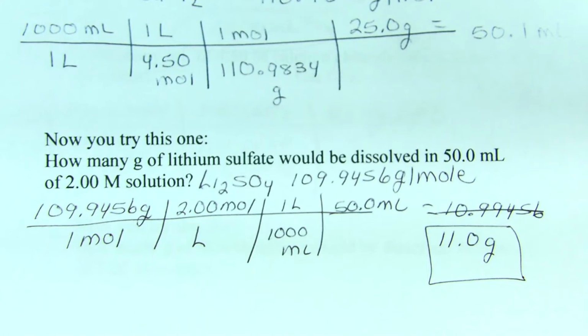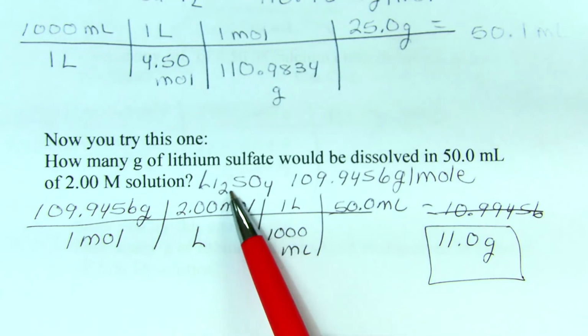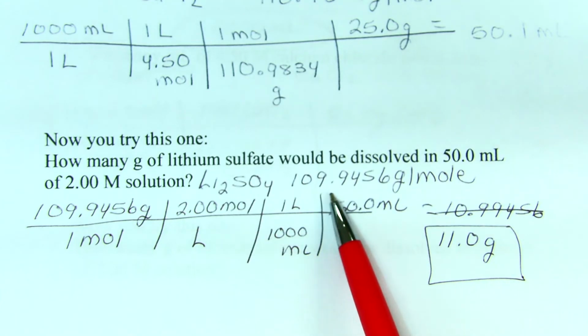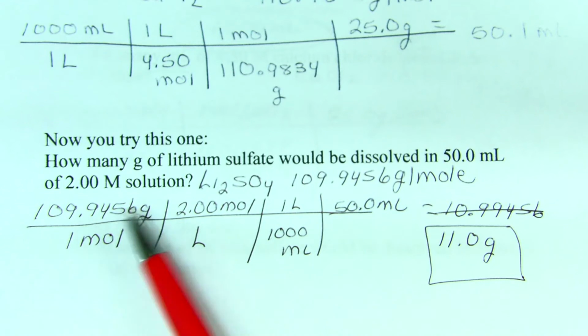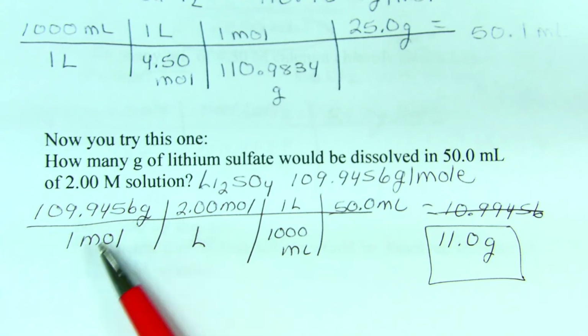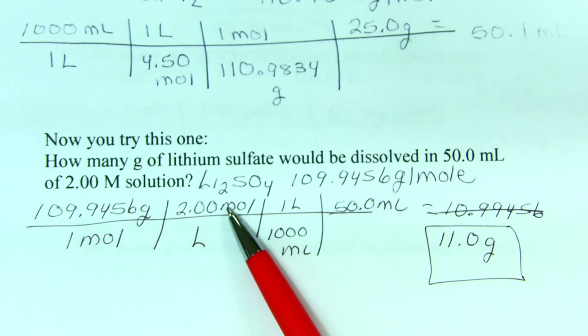Okay, when you look at this one, we want our answer in grams of lithium sulfate. So we write the proper formula, grab our periodic chart, and find the molar mass. That's the first step. Then we start with 109 grams per mole. We want 2 moles per liter.